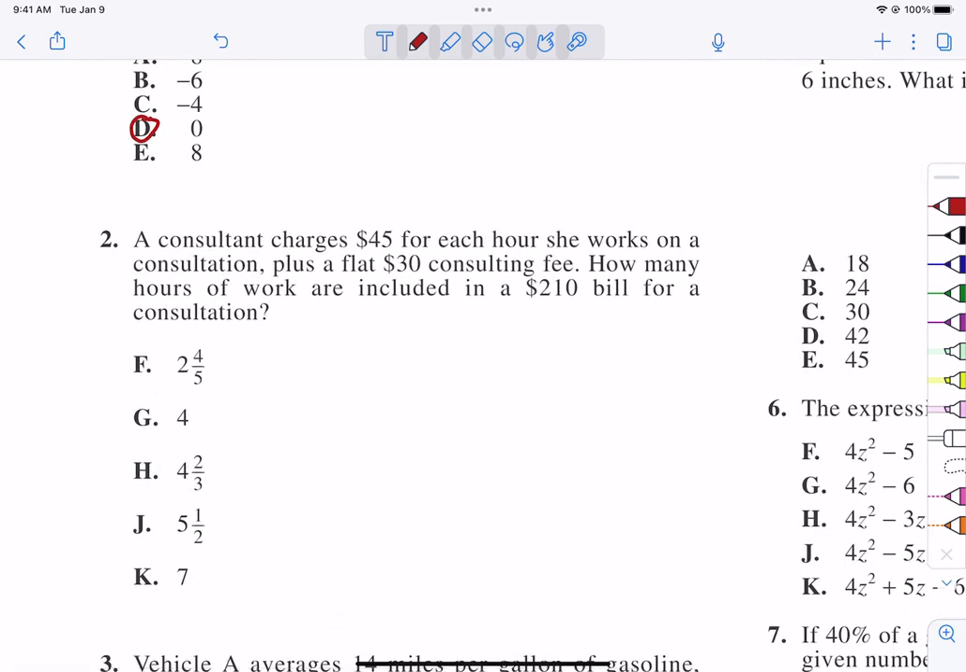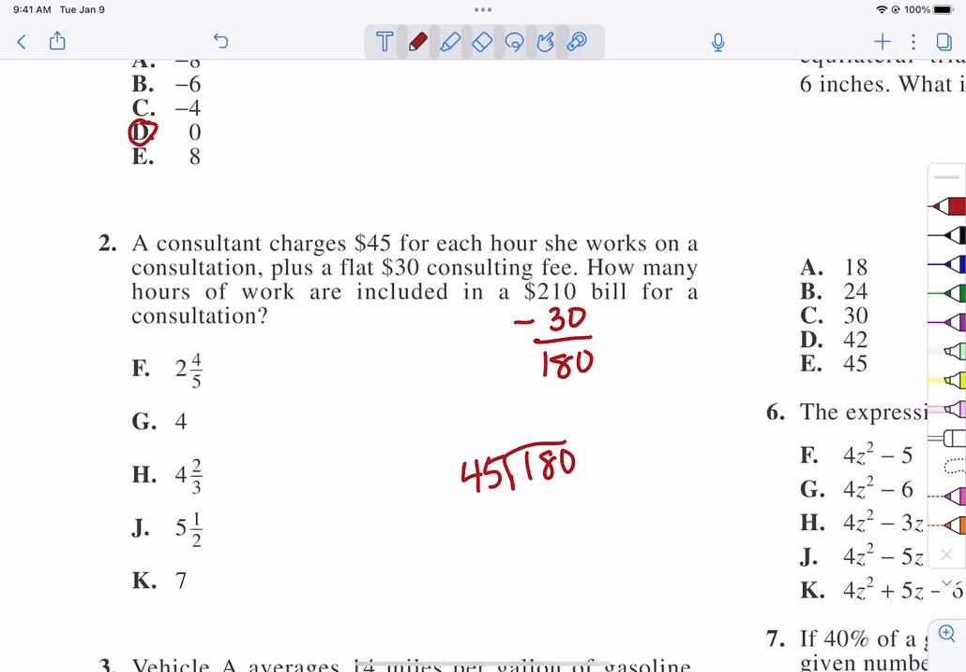Number 2, a consultant charges $45 per hour for each hour she works on a consultation, plus a flat $30 consultation fee. How many hours of work are included in a $210 bill for a consultation? Well, you want to take off the $30 first, and then you want to ask yourself how many 45s are in 180, so you can do that division. What do you get? You get 4. So that was 4 hours of work.